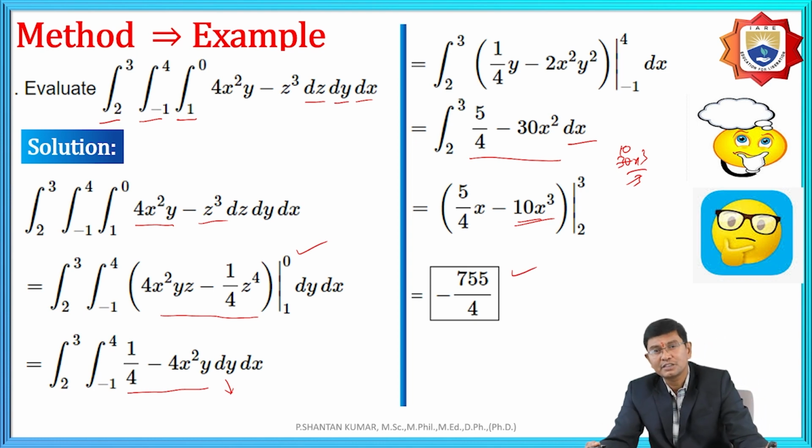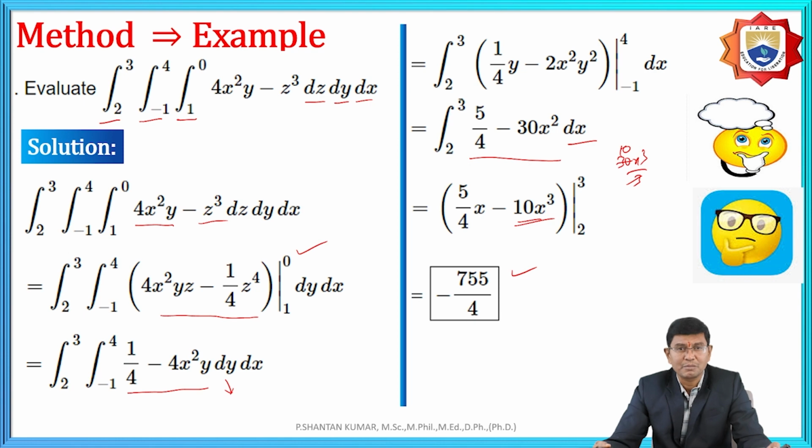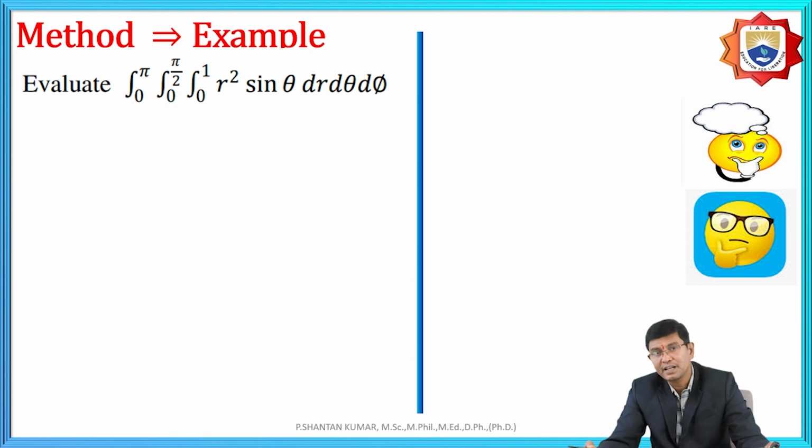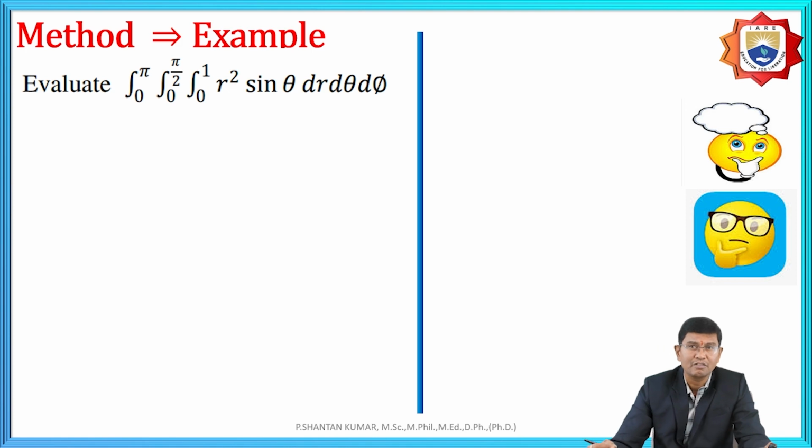These are some problems based on triple integration. The functions involve x, y, z, and the limits are constants. We need to follow these conditions. For example, this is a different type of problem, but here the function is not in xyz; the function is given in terms of r, theta, phi.